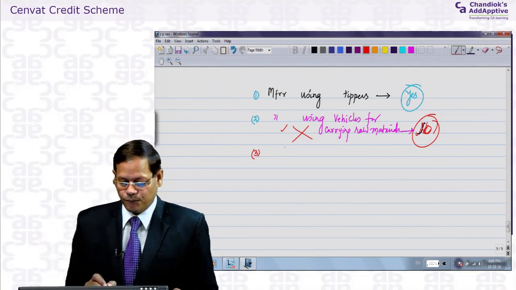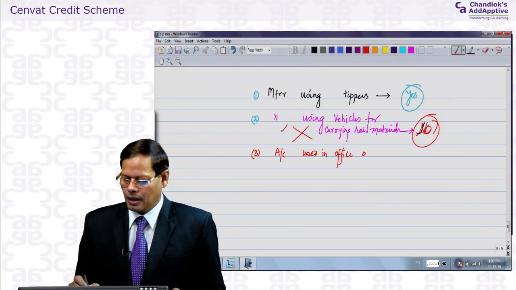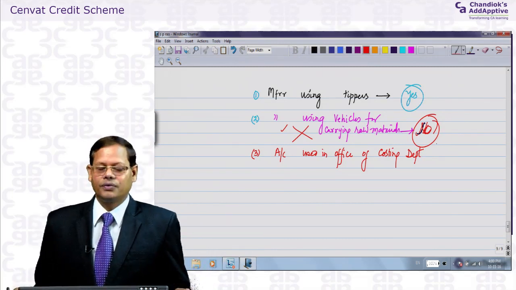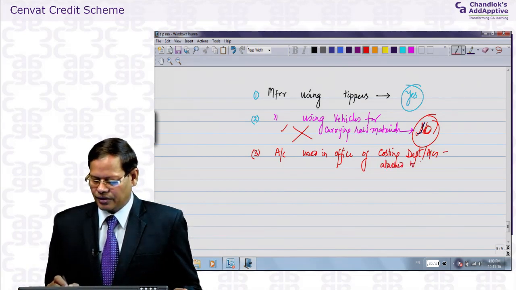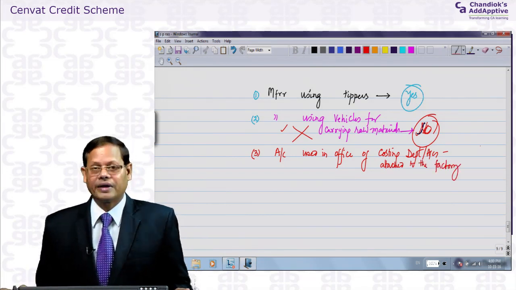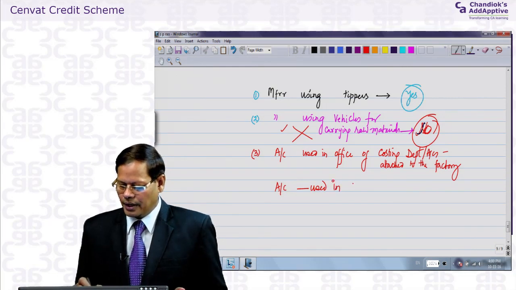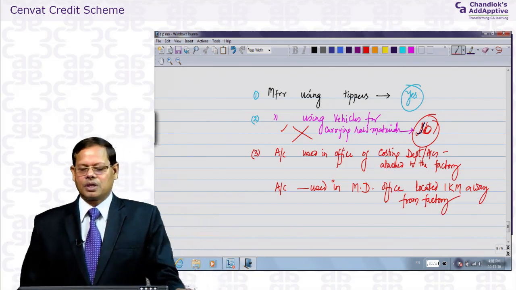And third question. In this third question, I say, air conditioner used in the office of costing department or accounts department attached to the factory. And second, AC air conditioner used in the MD's office, managing director's office, located 1 kilometer away from factory. So, come on, whether it is capital goods or not.